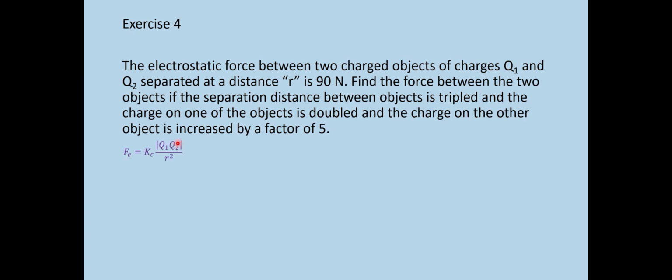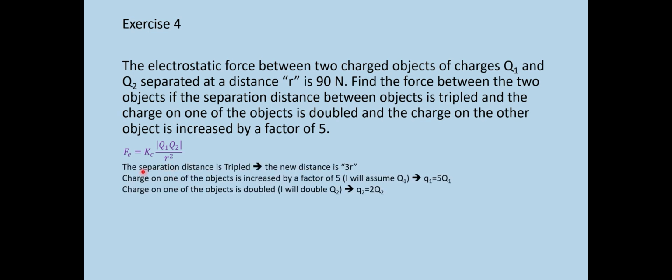We write the original formula of Coulomb's law, Fe equals Kc Q1 Q2 over r squared. Now, let's write the variations. The separation distance is tripled. It means that the new distance is 3r instead of r. The charge on one of the objects is increased by a factor of 5. They did not mention which object, so I chose Q1. So the new charge Q1 is 5 multiplied by the original Q1.